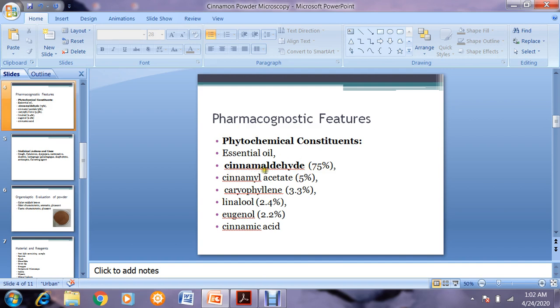In addition to the cinnamaldehyde, it contains cinnamyl acetate 5%, caryophyllene 3.3%, linalool 2.4%, eugenol 2.2%, and some amount of cinnamic acid.